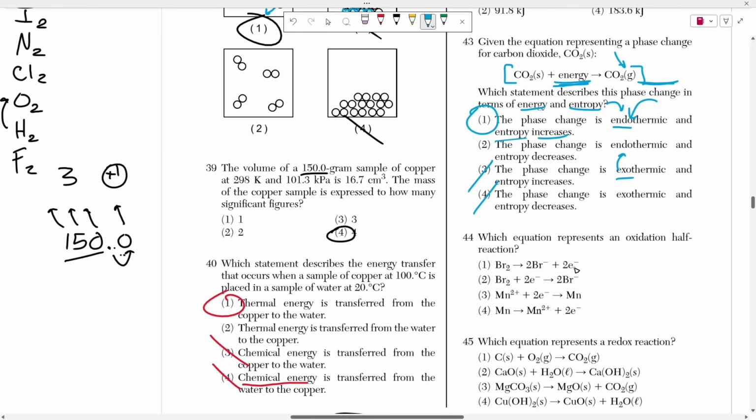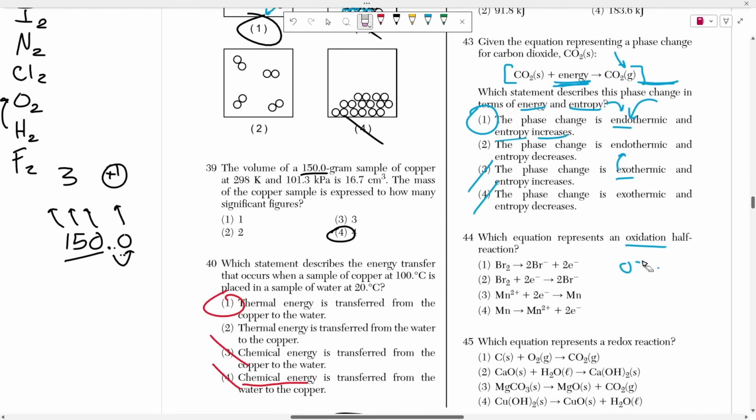Number 44 asks us which equation represents an oxidation half reaction. Okay. So whenever we're talking about oxidation here, remember OIL RIG. All right. Oxidation is losing, reduction is gaining. So when oxidation is losing, what is it losing? Well, oxidation is losing electrons. Oxidation is losing electrons, reduction is gaining electrons, okay?